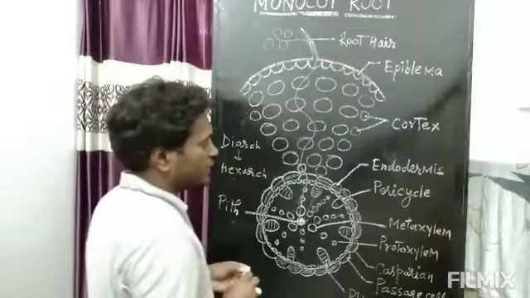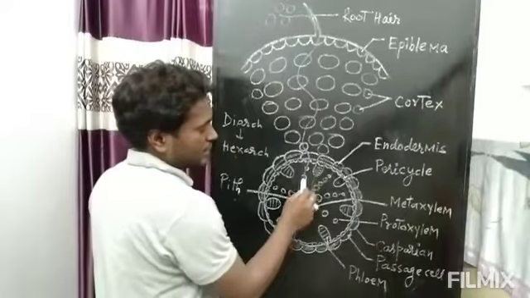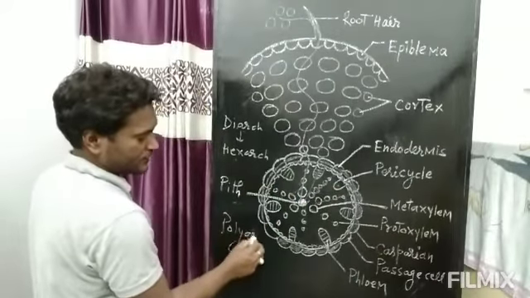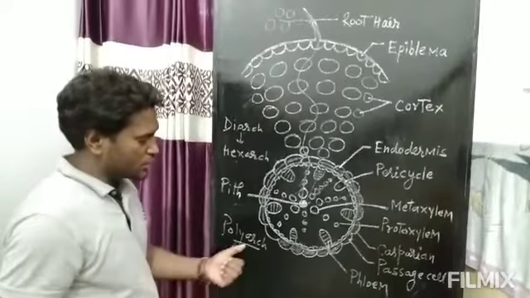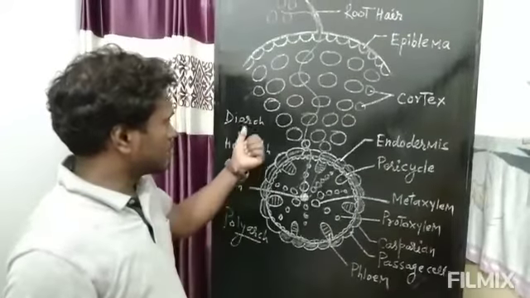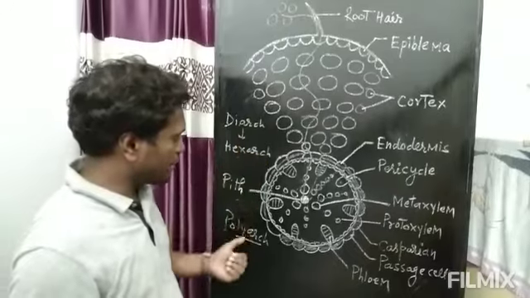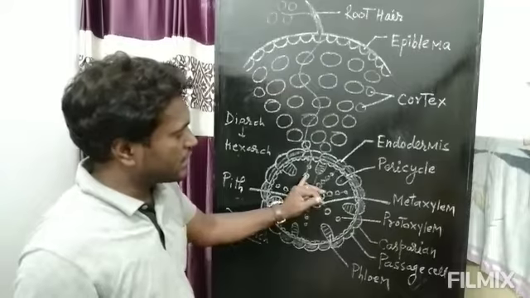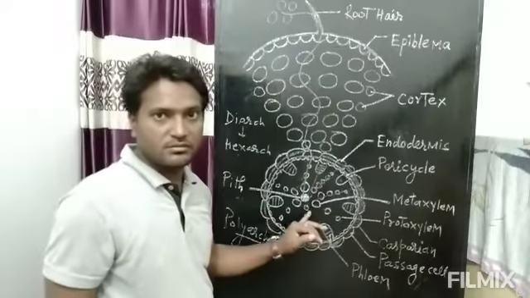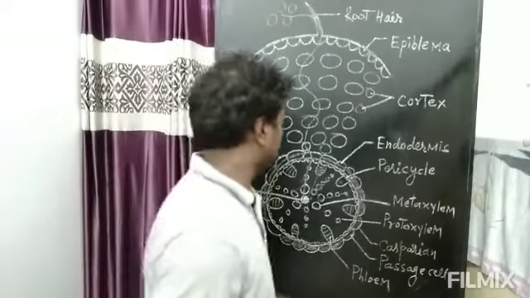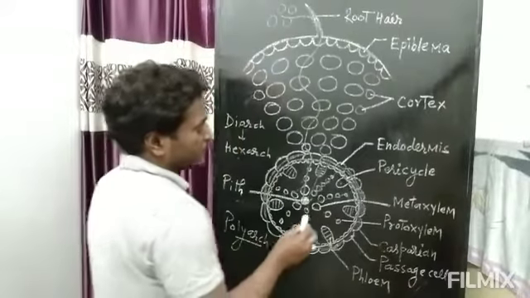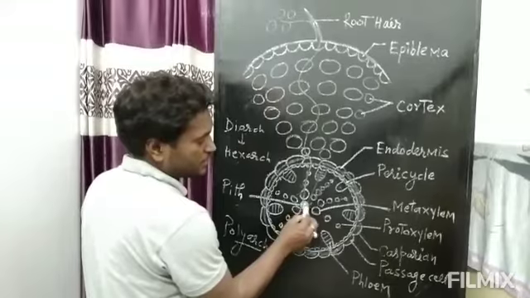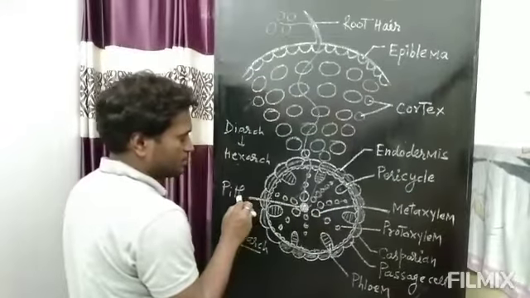And if the number exceeds 6, then the condition is known as polyarch. Now it is clear that in dicot root, vascular bundle is from diarch to hexarch, but in monocot the condition is polyarch. When we count, the xylem and phloem bundles will be more than 6. It is the first main difference. Second one, in the case of monocot, here in the center, pith is well developed. It is parenchymatous. But in case of dicot root, pith is not present.